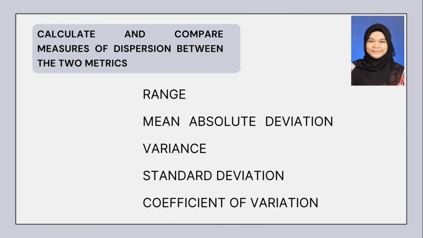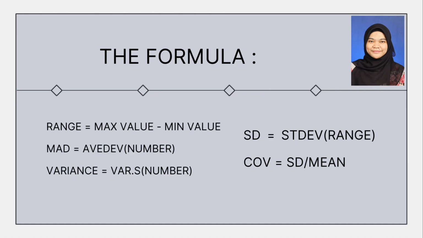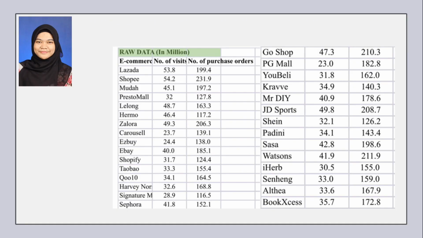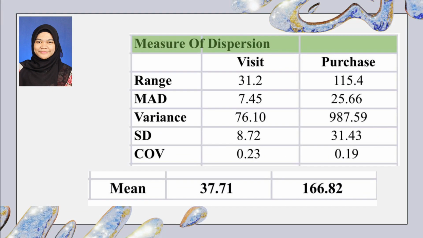BT23303. So part 4 is measure of dispersion, which includes the range, mean absolute deviation, variance, standard deviation, and also coefficient of variation. So this is the formula when we calculate using Microsoft Excel. And this is the raw data, and this is the ascending order of visit and purchase.